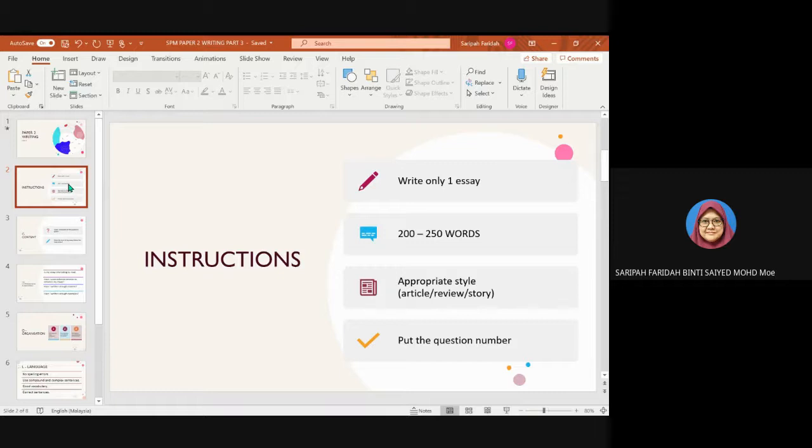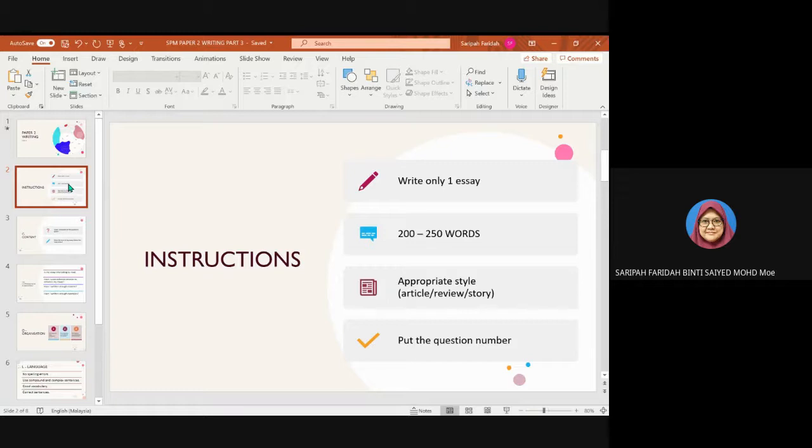So 200 to 250 words suffices for the length, because you are going to be given one page of dotted lines for you to write on, just one page. That should be enough for 250 words, 300 words max. And then the instruction: you must write your essay in the appropriate style. For part 3 there are different styles. Which one do you like, which one do you have better potential in? Can you write an article? Are you good at writing article?